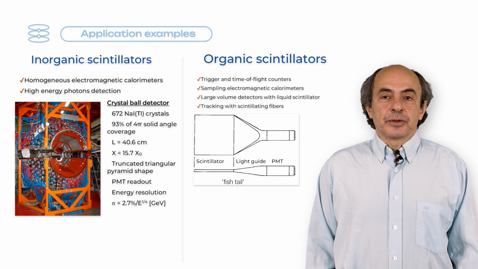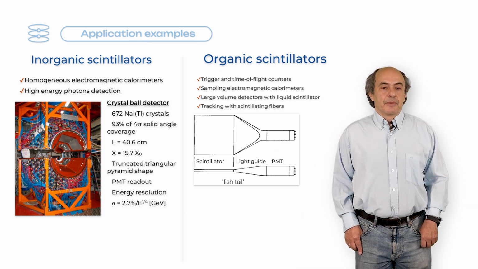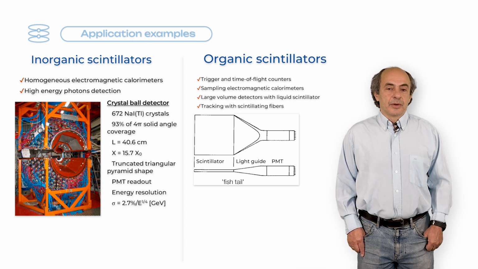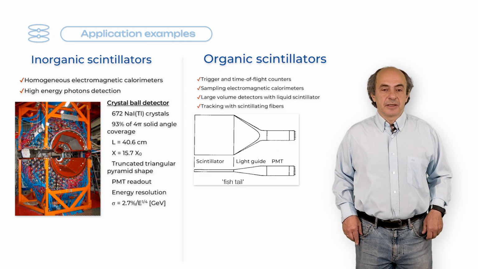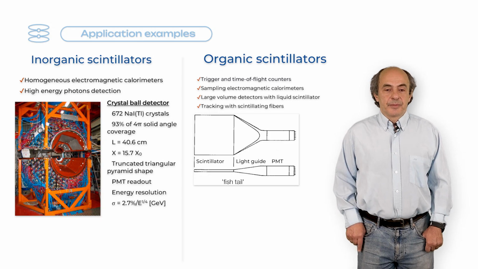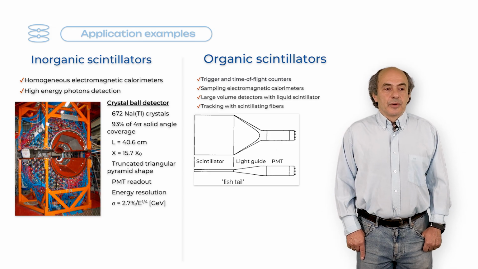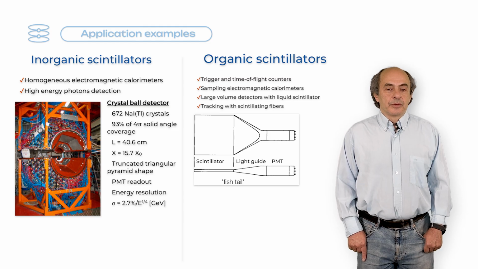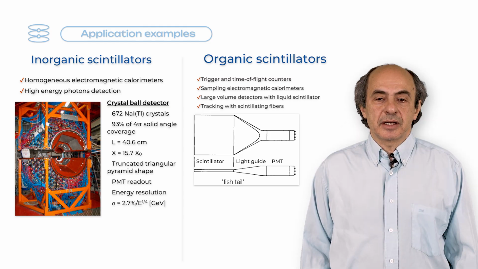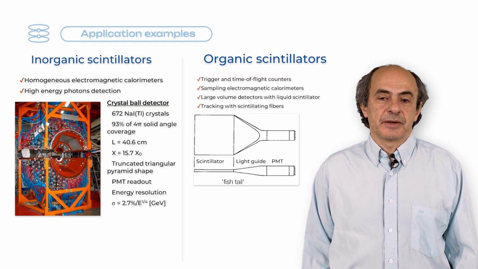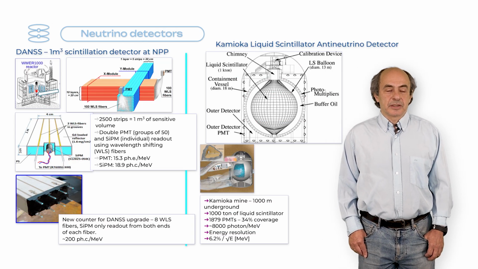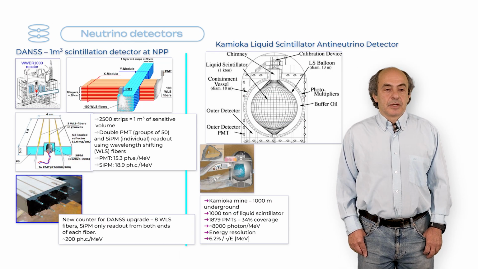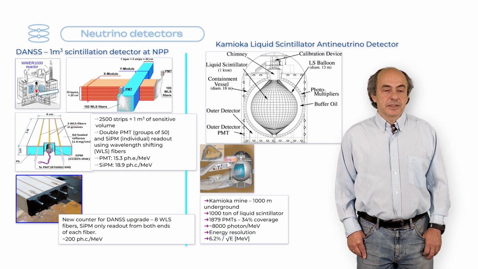You see at the bottom of the picture the classical way a trigger or time-of-flight counter is built. You have a plate of scintillator which has a rectangular shape, and then you need to go to the round shape of the photocathode of the photomultiplier tube, so you use a light guide. This kind of light guide is called a fishtail, and it's very widely used. There are many examples of scintillator detector usage. Let me choose two detectors connected to neutrino physics.